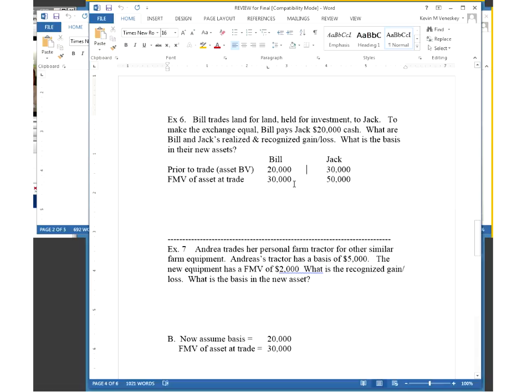Okay, let's start with Bill. The easiest way to always go about this is to write them down separately. What did Bill get? Bill got something worth 50,000, and Bill gave up 20, plus Bill gave up another 20 in cash. He gave up a book value asset of 20 plus another 20. So Bill has a realized gain of 10,000. But since it was a like-kind exchange and Bill actually gave the money, none of that 10,000 is going to be recognized.